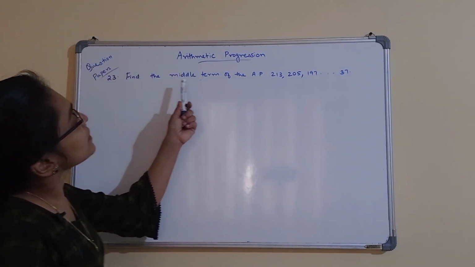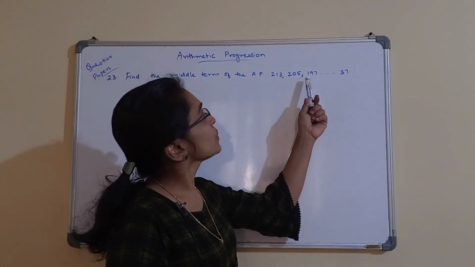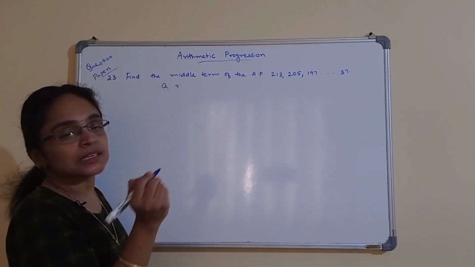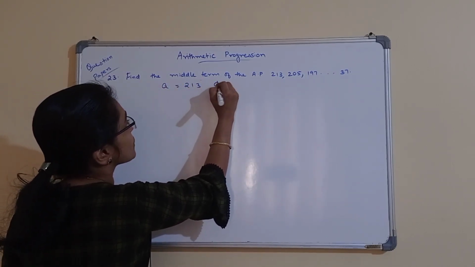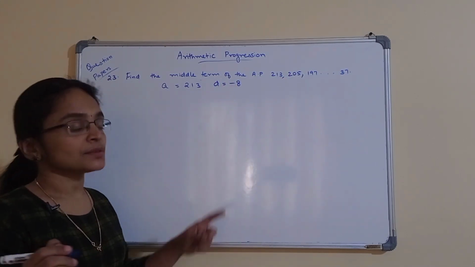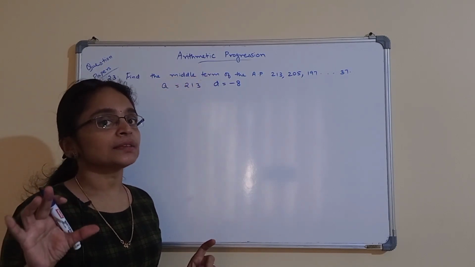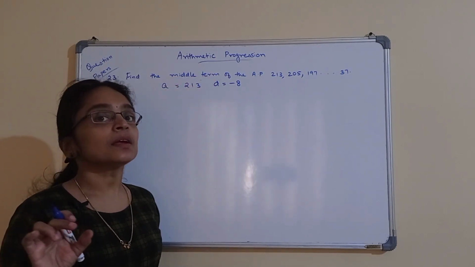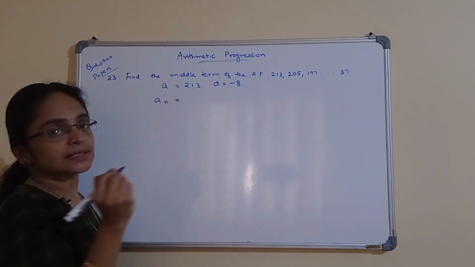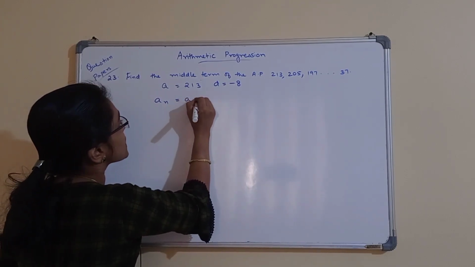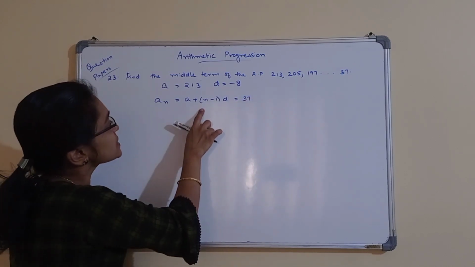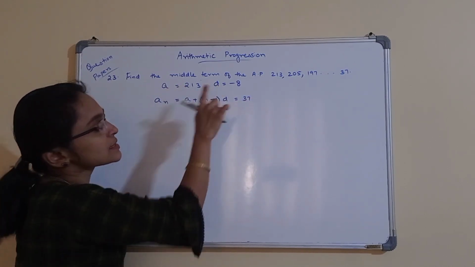The question is, find the middle term of the AP 213, 205, 197, and so on, up to 37. So what is a here? First term is 213 and d equal to 205 minus 213, which is equal to minus 8. To find the middle term, we have to find how many terms are there in the AP. Here the last term is 37, which means a_n we can take as 37. And what is a_n? It is a plus (n minus 1) into d, which is equal to 37. So from this we can find n because we know a as well as d.